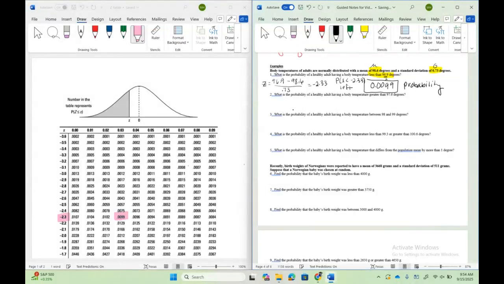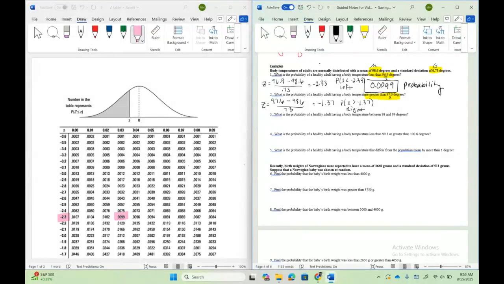What is the probability of a healthy adult having a body temperature greater than 97.6? I need to find a z-score. Now my x value is 97.6. My mean has not changed, nor has my standard deviation. So when I calculate this z-score, I get negative 1.37. Now I'm looking for the probability of x being greater than negative 1.37.